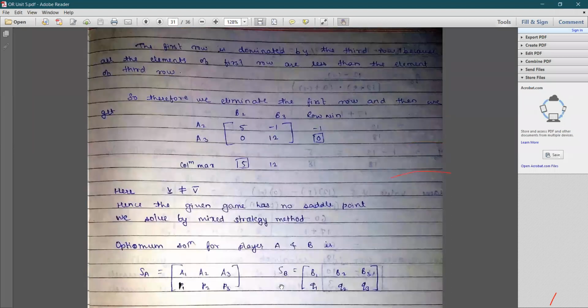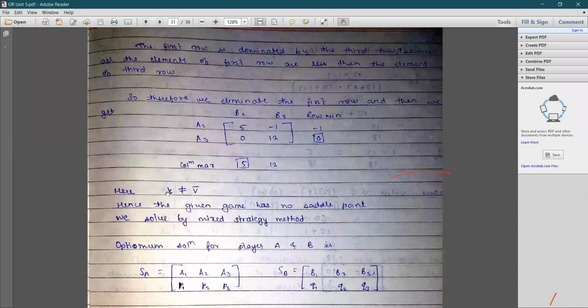Then we calculate the row minima and column maxima. Another name for row minima is maximin, and another name for column maxima is minimax. So find maximin and minimax. In the first row the minimum element is -1 and in the second row 0. Of these, the maximum is 0, therefore here draw a box for 0. And the maximum element of the first column is 5, of the second 12, and the smaller of these is 5. Here we see that the maximin is not equal to the minimax.